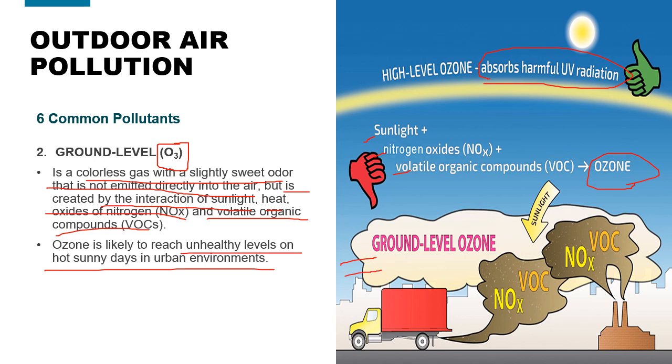Now, kapag umulan na, nag-precipitate, okay, umulan, itong ground level ozone na to is mababawasan at pwede nang ma-release sa outer space or sa atmosphere. So, that's why kapag after ng ulan, ang nangyayari is parang maaliwalas na yung ating environment.